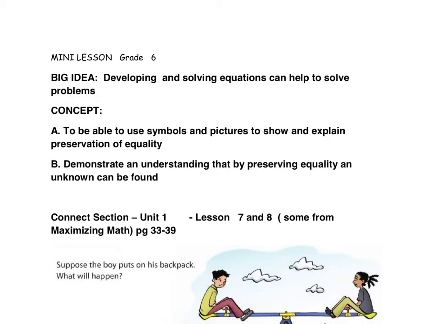The concepts we are working on today will be two. One of them is to be able to use symbols and pictures to show and explain the preservation of equality, that both sides of the equation are equal. And that by preserving equality, both sides of the equation are equal, an unknown can be found. We can find the unknown number. So this is from lessons 7 and 8 in your textbook.